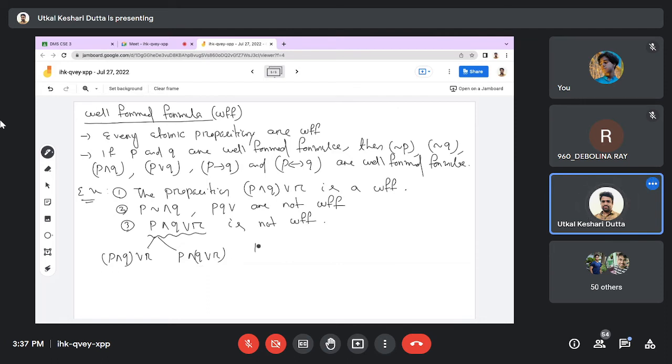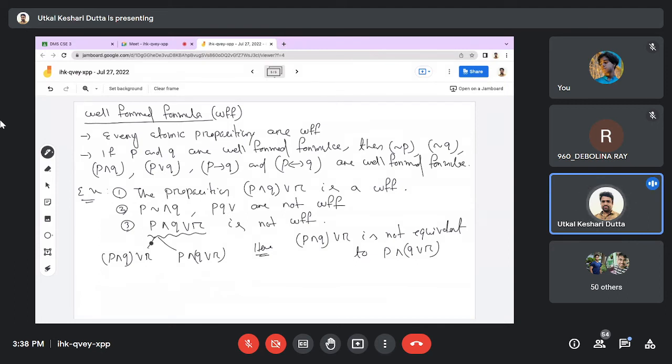So here you can check, by truth table, that (P conjunction Q) disjunction R is not equivalent to P conjunction (Q disjunction R). These two are not equivalent to each other. So one may assume the first case and another may assume the second case, and different truth values come. So it will not be a well-formed formula.